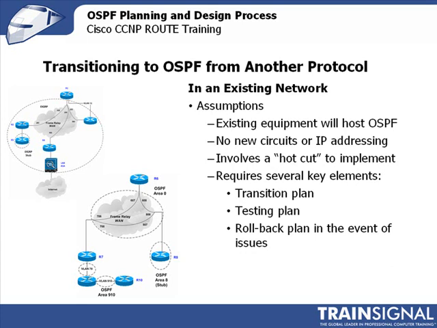The assumptions for an existing network are that you're going to be using the same equipment and circuits. There's no new addressing being implemented. It's going to be a hot cut. And there are several key elements that have to be taken care of: a transition plan, a testing plan, and a rollback plan in case things don't go as expected.